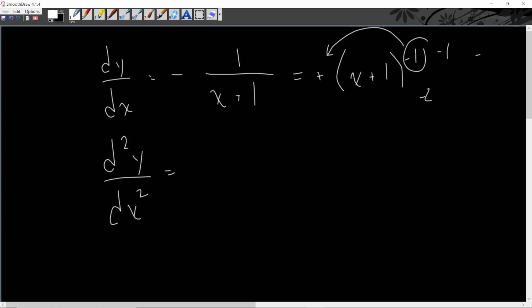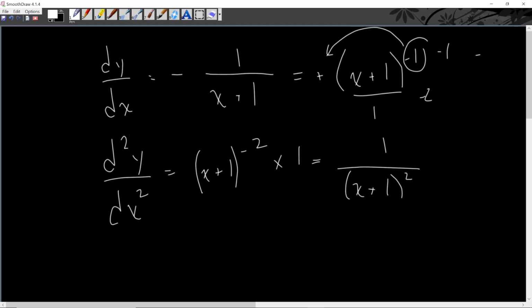And then this becomes a positive. Then we have to multiply it by the derivative of the inside because this is going to be chain rule. There's an inner function, x plus 1, and there's an outer function, negative 1 over x. So derivative of x plus 1, we said that was 1, so this is going to be positive x plus 1 to the negative 2 times 1. So you're going to have 1 over x plus 1 squared.